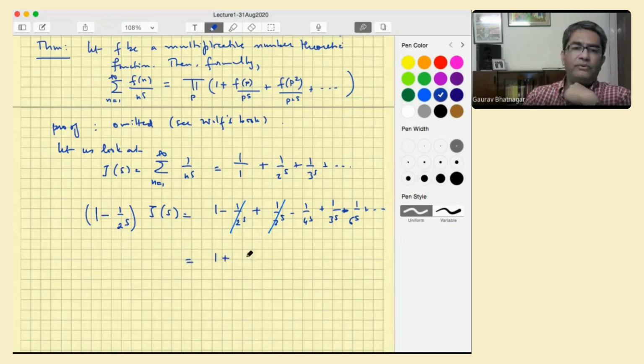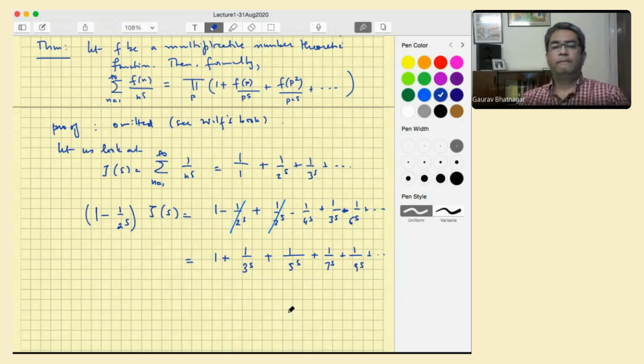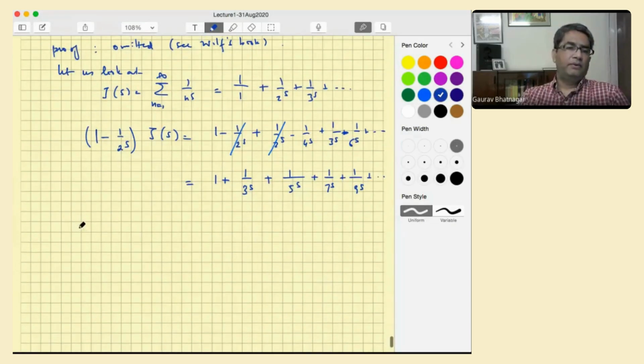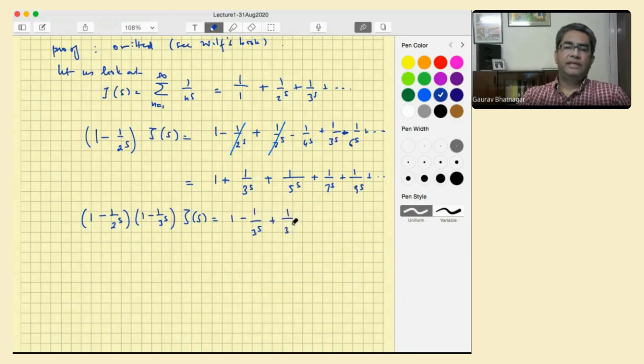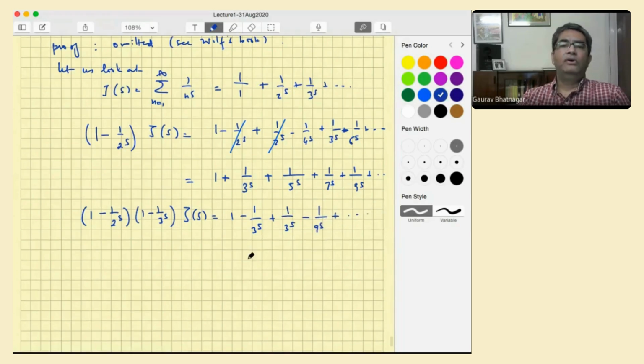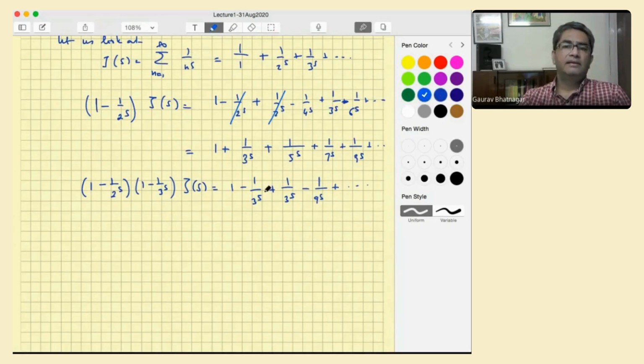It's sieving, and what you're going to get is 1 plus 1 over 3 raised per s. You're not going to get 4. You're going to get 5 raised per s. You're not going to get 6, but you're going to get 7 raised per s, and you're going to get 9 raised per s, and so on. So all the even numbers drop out. Now suppose I multiply by 1 over 3 raised per s. From the first term I'll get 1 over 3 raised per s. From the second term I'll get 1 over 3 raised per s, or 9 raised per s, and so on. So now this is cancelling. Now this guy is cancelling.